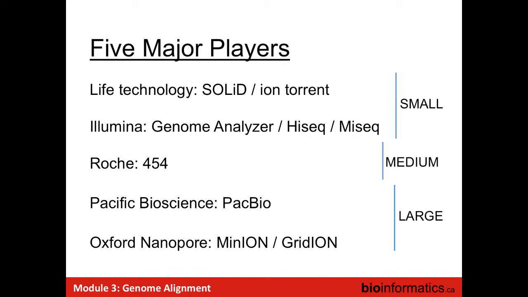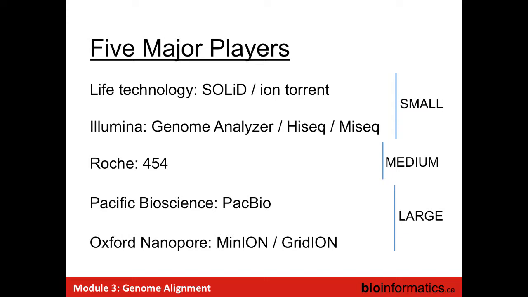So in terms of technology, we have five major players for sequencing. We have Life Technologies, Illumina, and Illumina is really the major player. Roche, but the Roche technology, 454, is actually dying. And we have PacBio and Oxford Nanopore.